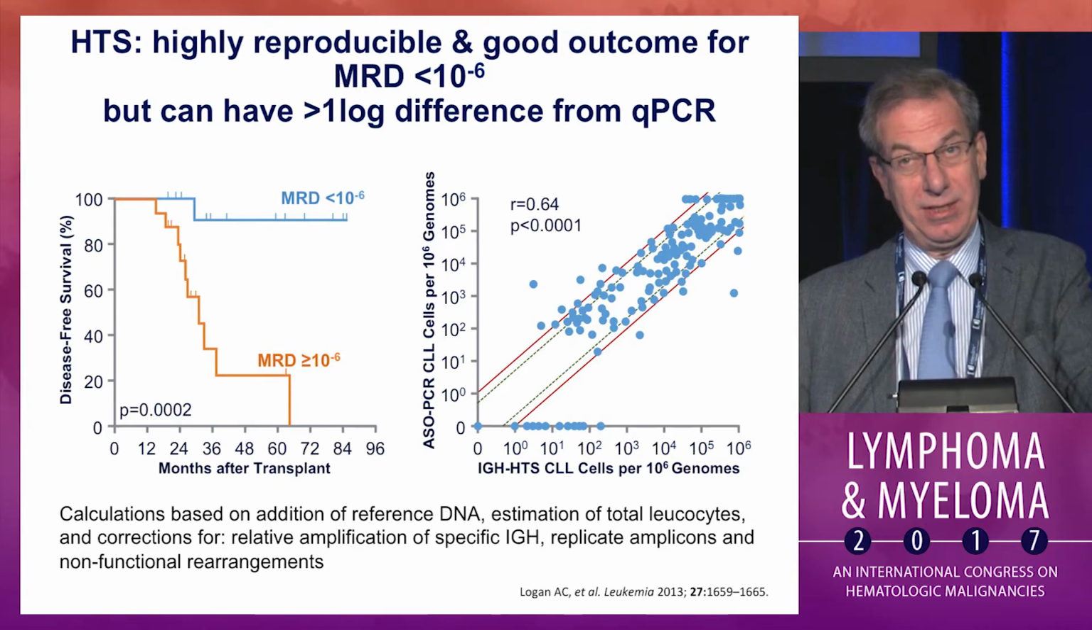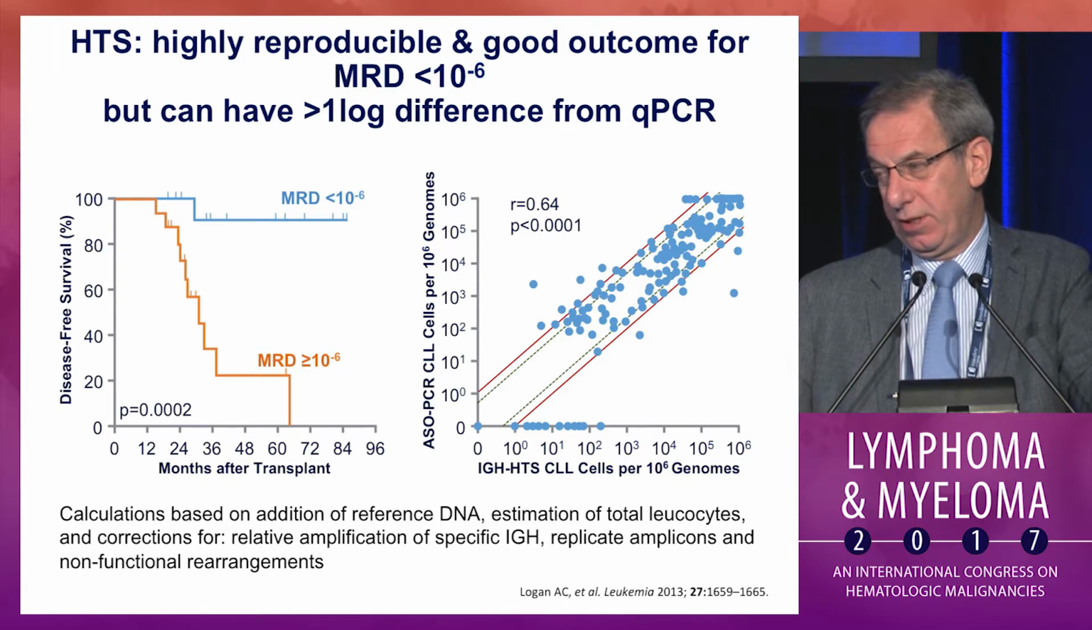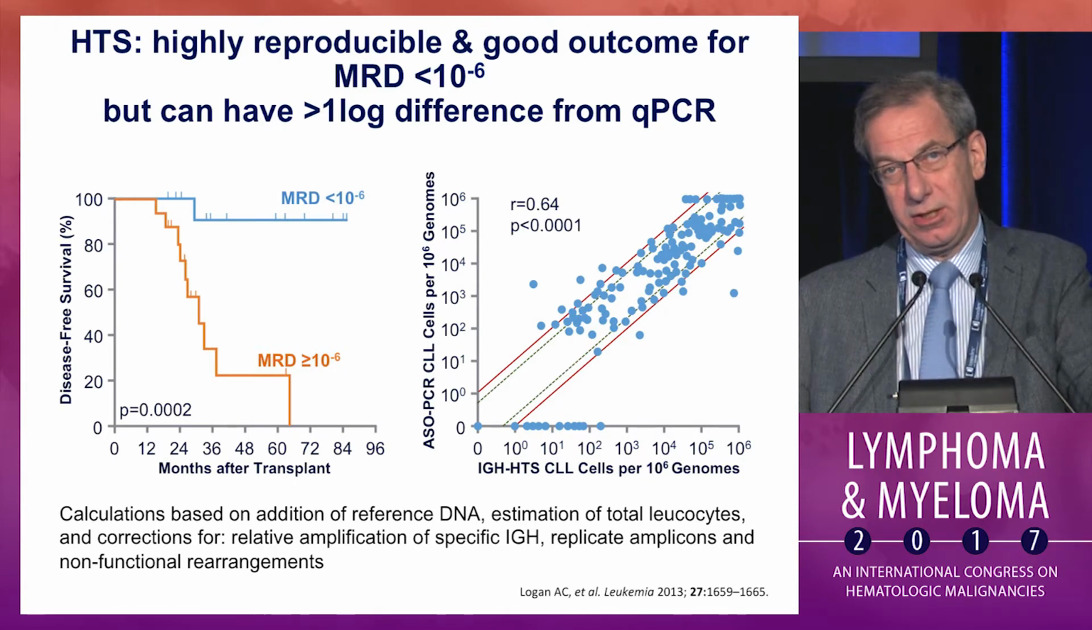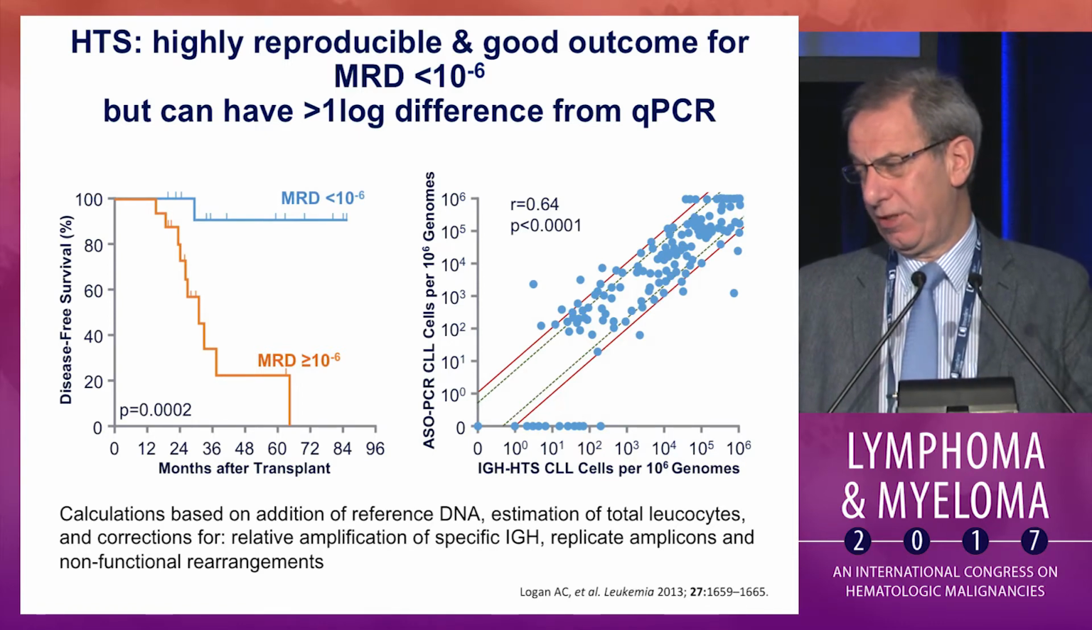So this is MRD now at 10 to the minus 6. So 1 in a million cells. And you can see in the blue curve, patients are doing better. So whatever assay we use and whatever level we pick, MRD negative patients do better than MRD positive patients.